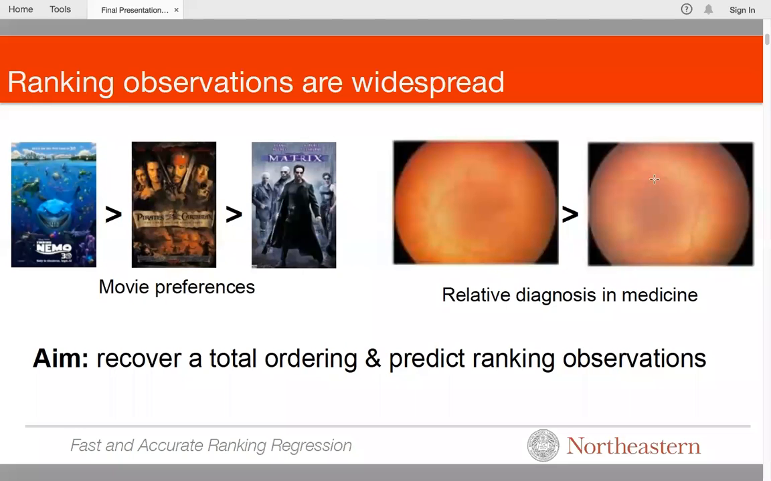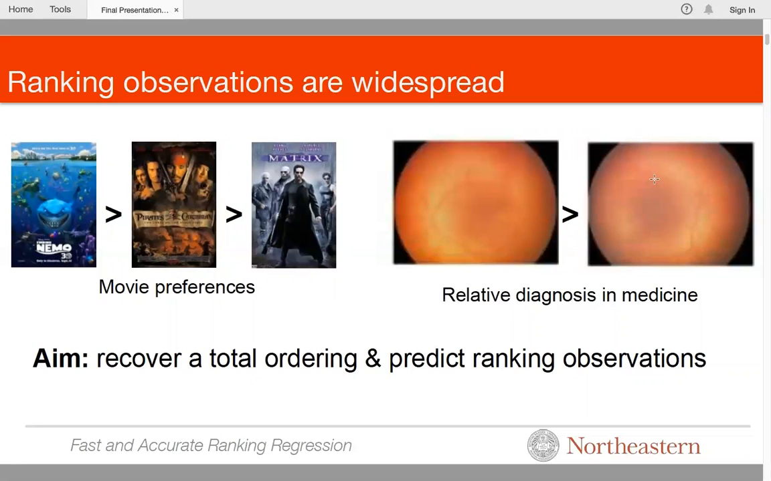Ranking observations are widespread in many domains, including recommender systems and medicine. For example, in a movie recommender system, the user may be provided with a couple of movies, and she can rank them with respect to her preference. Or in the medicine setting, a doctor may be provided with a couple of medical images, and she can rank them with respect to the severity of the disease that is in the medical images.